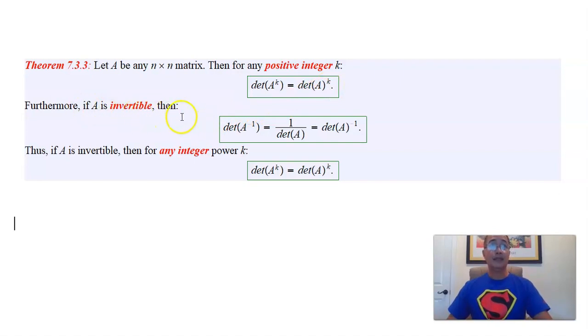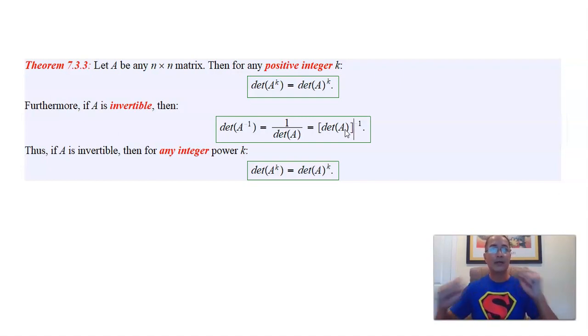Now, what happens if A is invertible? Then we can also say that the determinant of A inverse is the reciprocal of the determinant of A. And we can write that as the determinant of A raised to the power negative 1. So it's almost like that minus 1 escaped the parentheses and became the exponent of the determinant of A. So maybe we should put square brackets there. That's not a matrix, that's just an ordinary pair of square brackets.